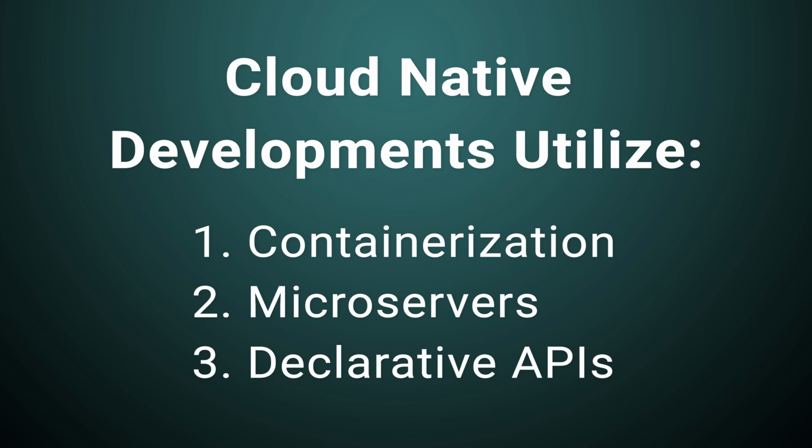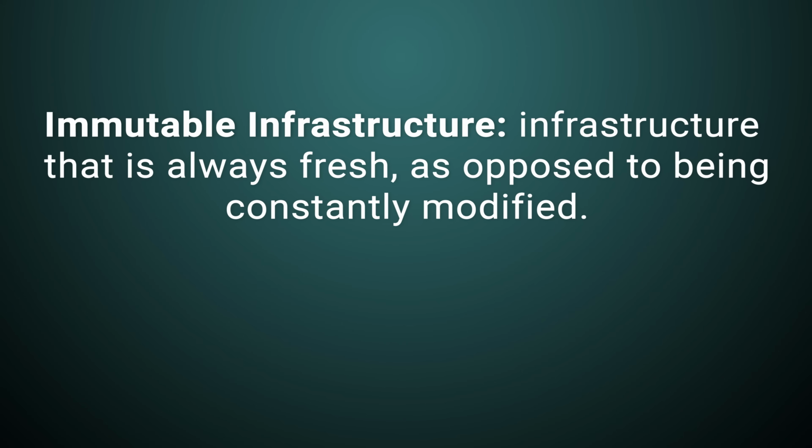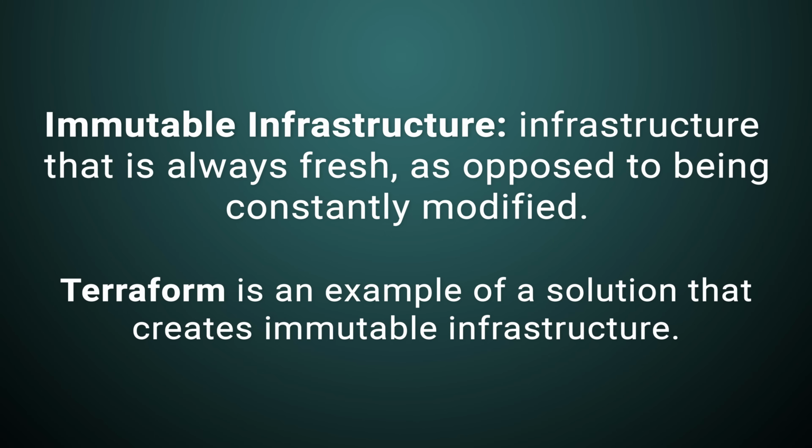A key component of cloud native is immutable infrastructure. I mentioned just a moment ago that Terraform is an immutable solution. Immutable infrastructure refers to infrastructure that is always fresh, as opposed to being constantly modified. Terraform is an example of a solution that creates immutable infrastructure. When changes to infrastructure are designed and carried out, Terraform will primarily replace pieces of infrastructure rather than making actual changes to existing components within that infrastructure.